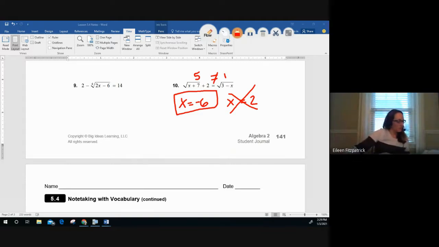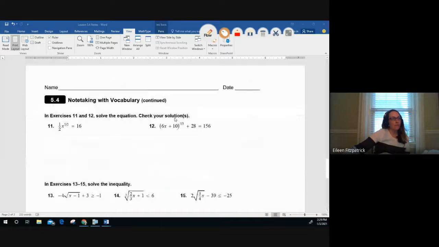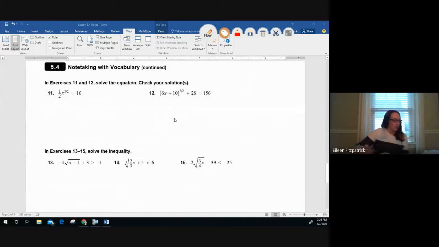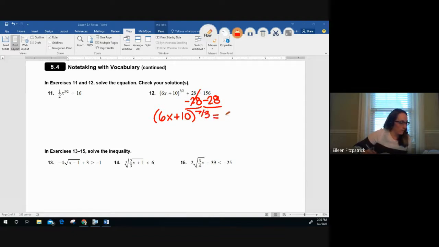All right, I think I just have 2 more problems that I want to do on the next page and then we'll be done. Lesson 5.4. All right, so for number 12, remember the goal here is to isolate as much as we can the part of the problem that has that fractional exponent and raise both sides of the equation to the reciprocal exponent, okay? So I'm going to subtract 28 from both sides to start. So I have 6x plus 10 all raised to the 7/3 is equal to 128.